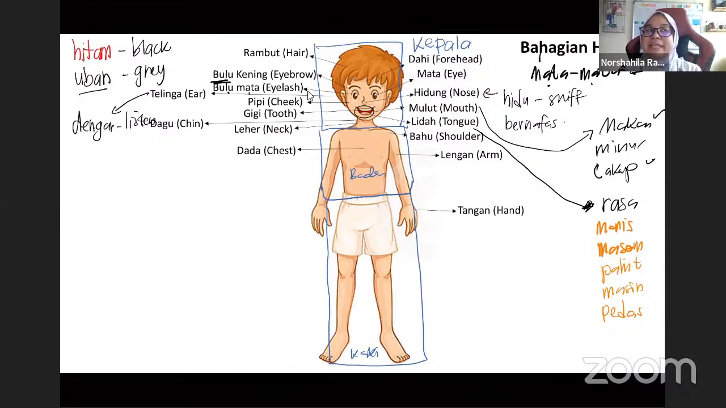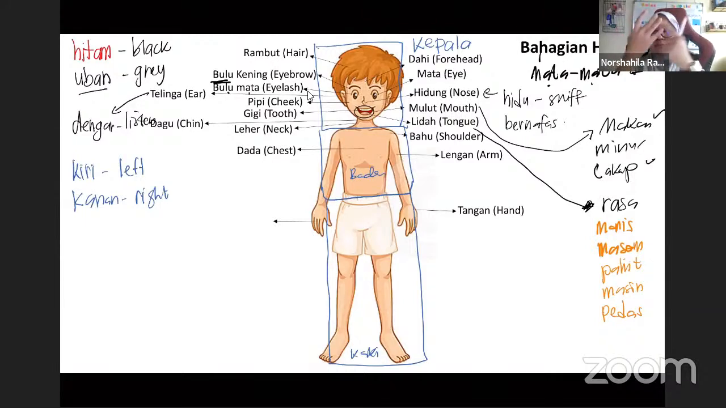You can say either left or right for your tangan. Left is kiri. Kanan means right. Okay, left means kiri, kanan means right. So if you want to say right hand, that means tangan kanan. If you want to say left hand, it's going to be tangan kiri. Okay. And next, we do have this one.